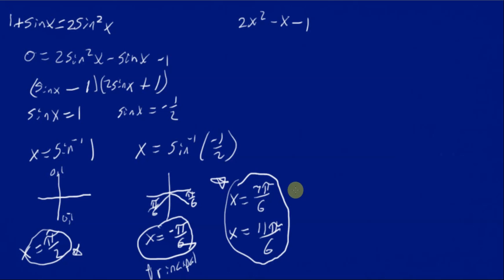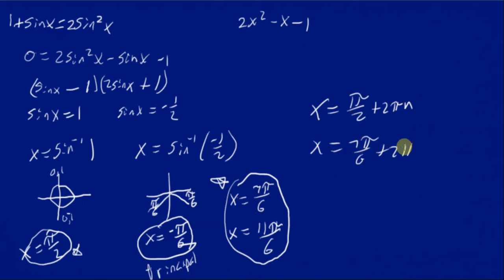In general form, I would take the three answers, and since there's nothing here to make a straight line with, this is one answer, so I'm going to add 2 pi to it. So x equals pi over 2 plus 2 pi n. This guy, since these don't make a straight line, I got to do 2 pi with both of them. X equals 7 pi over 6 plus 2 pi n, and x is equal to 11 pi over 6 plus 2 pi n.